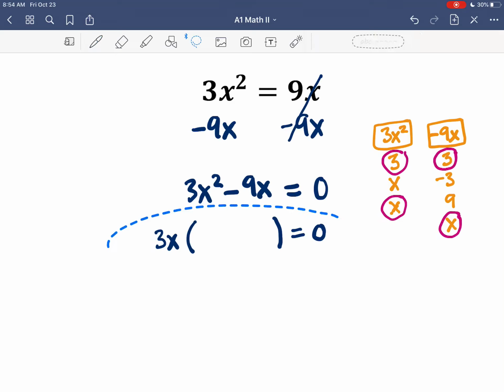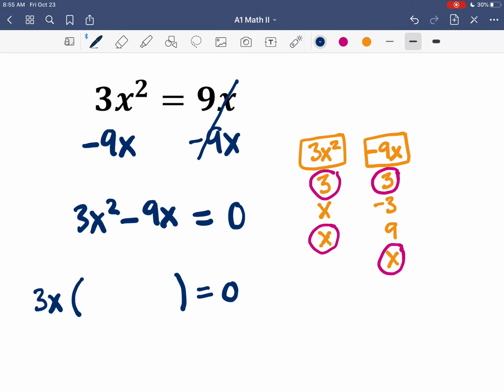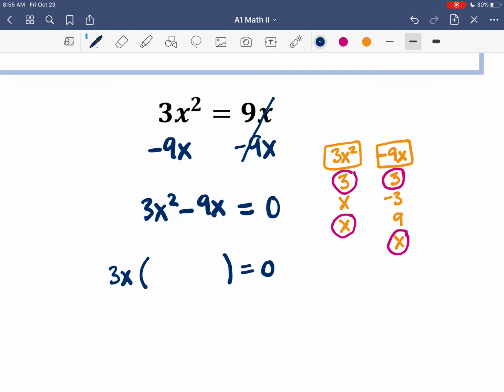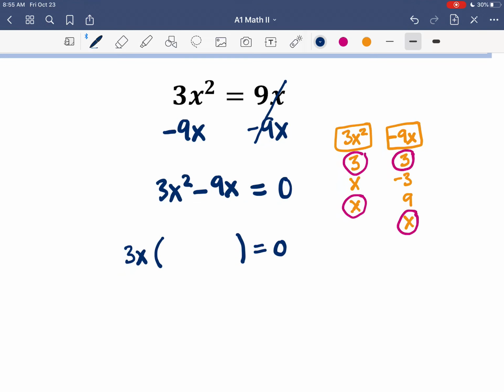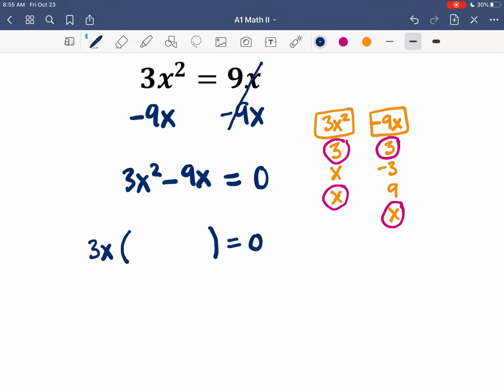This next bit, we just need to figure out what's left after we take 3x out of both of those terms. So it's nice to look over here, actually, because it might help us a little bit. When we take 3x out of 3x squared, what's left is just an x. And when we take 3x out of negative 9x, what's left is a minus 3.